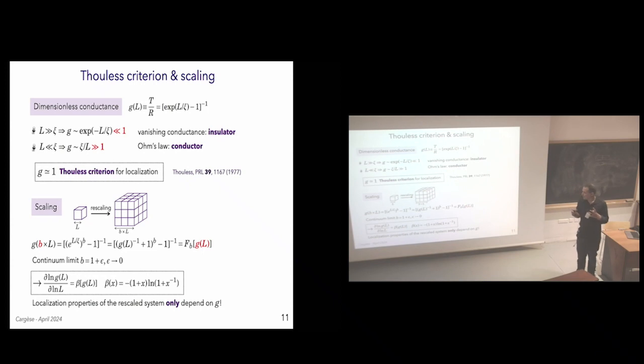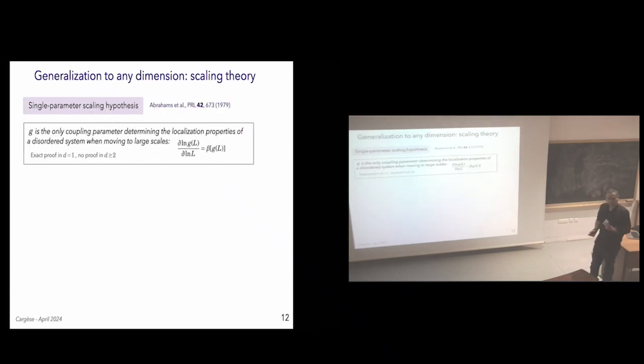So in other words, this dimensionless conductance has the property that if you take a disordered system, the properties of the rescaled system are just a function of the conductance. Or say it differently, from an experimental point of view, suppose you have a piece of sample, you do measurements of transport, you know the transport. If you know at the same time the beta function, then you would know the transport of this system at any size.